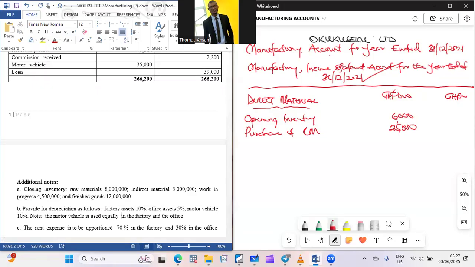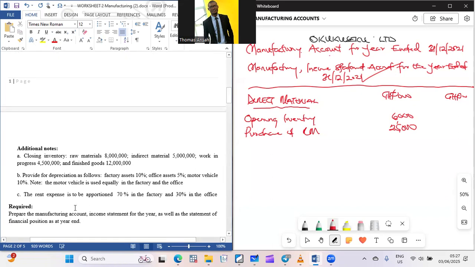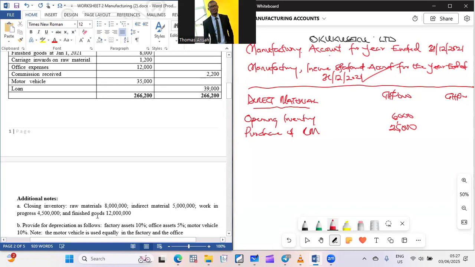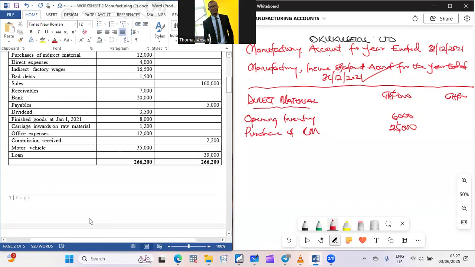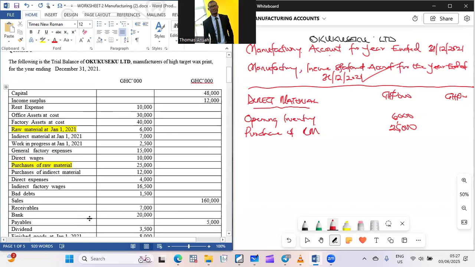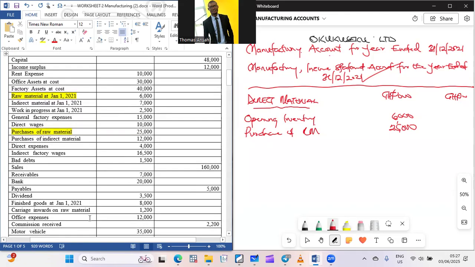So basis of apportionment. So it means that depreciation, we need to split it into two. Rent is also apportioned 70% for the factory and 30%. So that is that. So we'll be preparing the financial position as well. So is there carriages? Did you see carriages of raw materials? Yeah. So carriage.